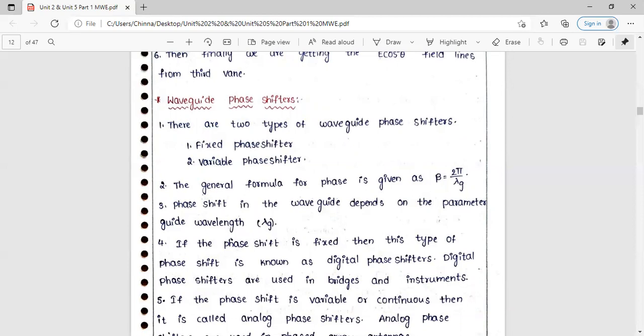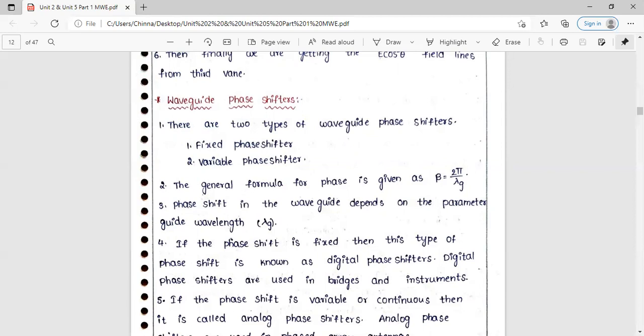Coming to the phase shifters: phase shifters provide phase to the wave which is propagated in the waveguide. You must always provide the phase to the EM wave in the waveguide. That also depends on the length of the waveguide.